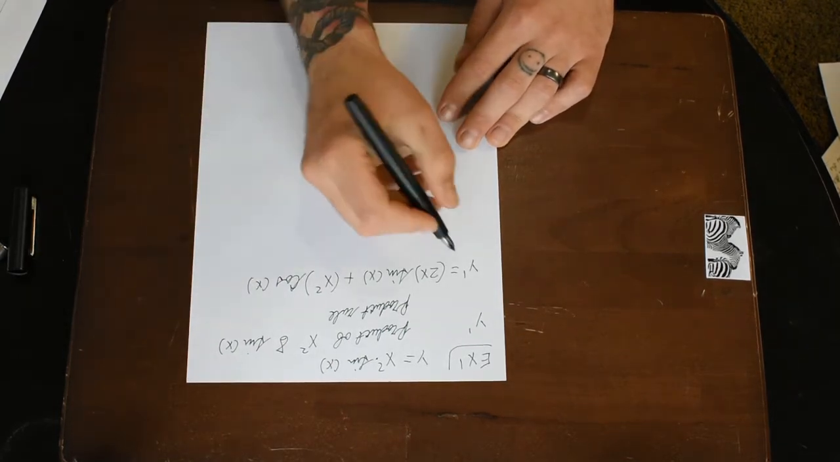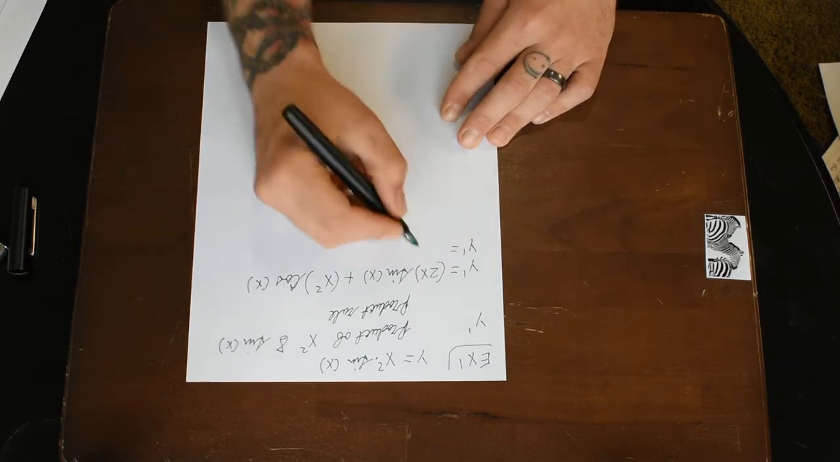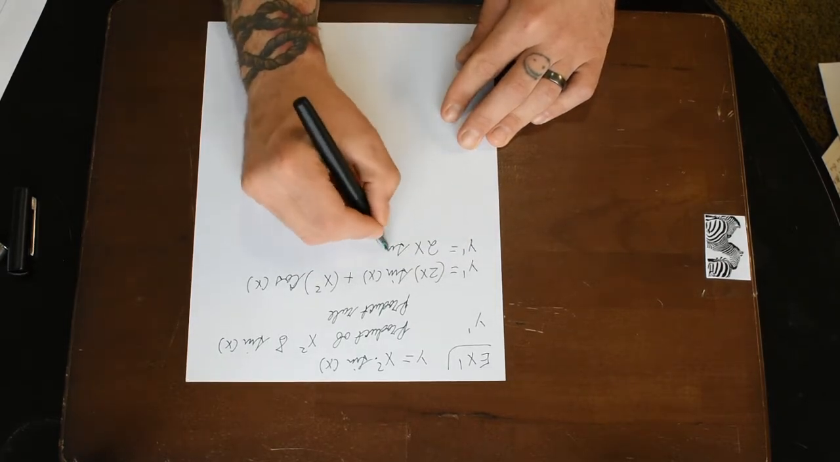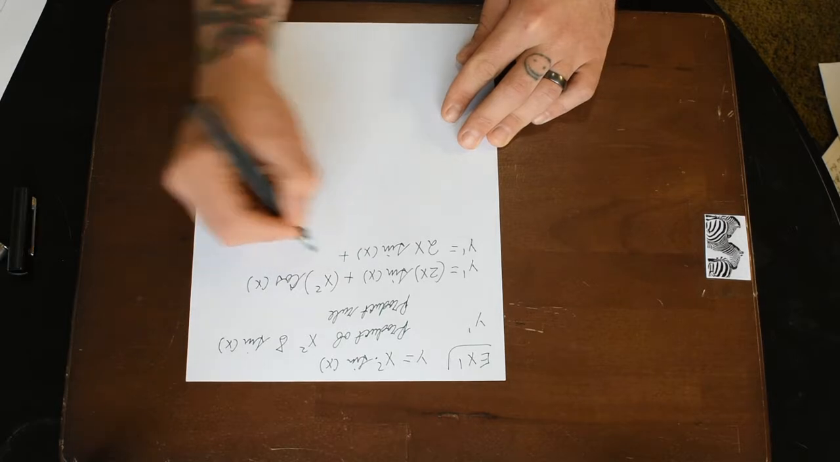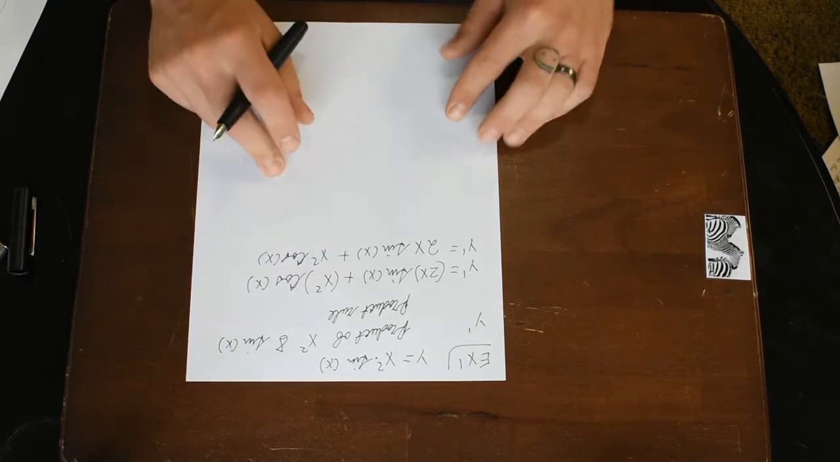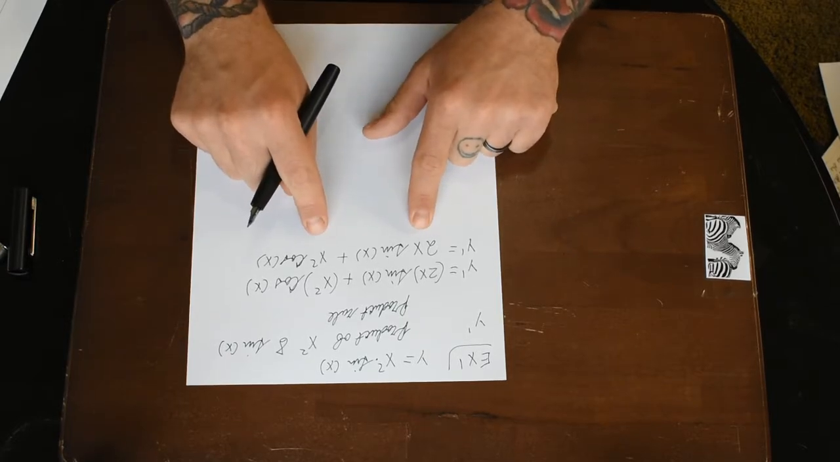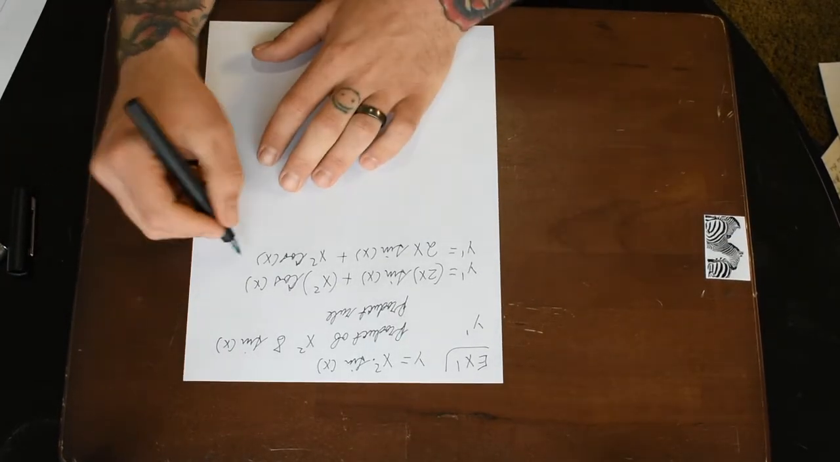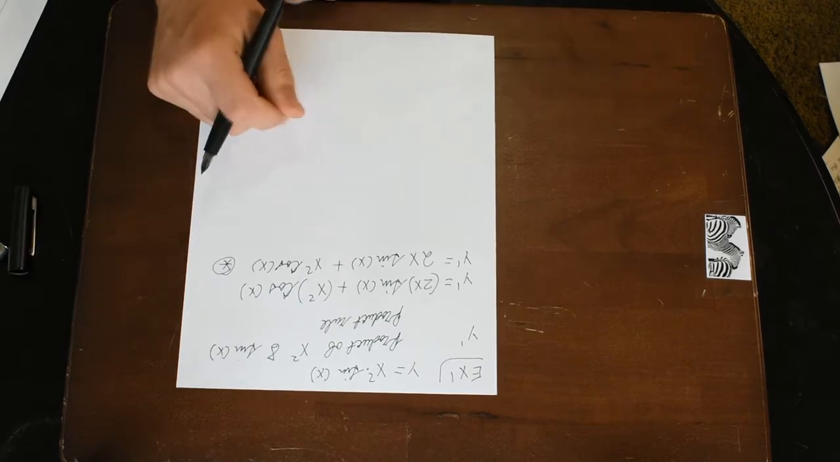And that's it. You could clean it up a little bit. Say y prime is equal to 2x sine of x plus x squared cosine of x. And if you really wanted to, you could factor an x out. I would stop right there if I were you guys.